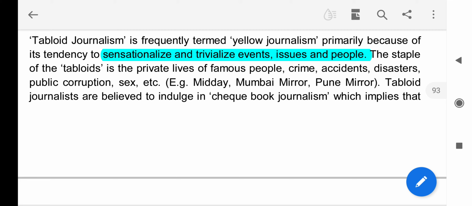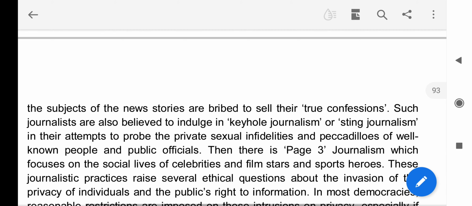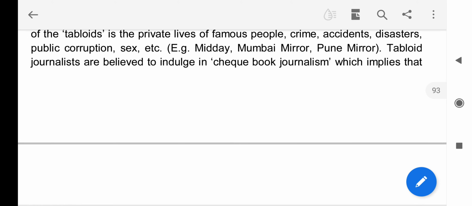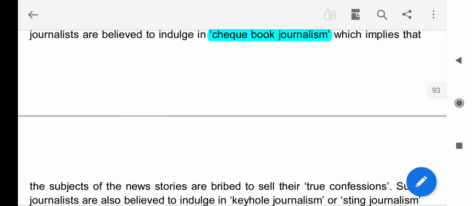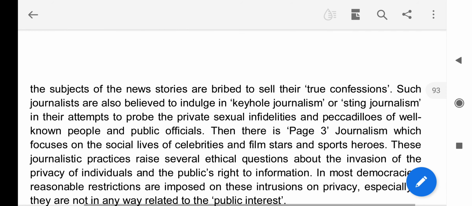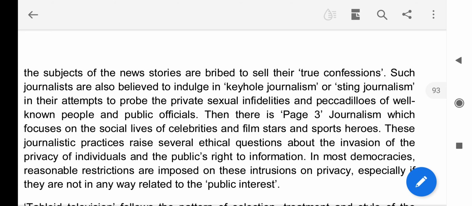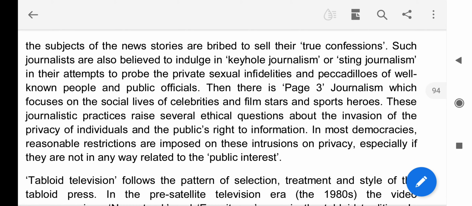Now, tabloid journalists are believed to indulge in checkbook journalism, which implies that the subjects of the news stories are bribed to sell their true confession. So checkbook journalism refers to being paid to sell your own confession in exchange for money. Such journalists are also believed to indulge in keyhole journalism or sting journalism in their attempts to prove the private sexual infidelities and peccadilloes of some well-known people and public officials. Then there is page 3 journalism.